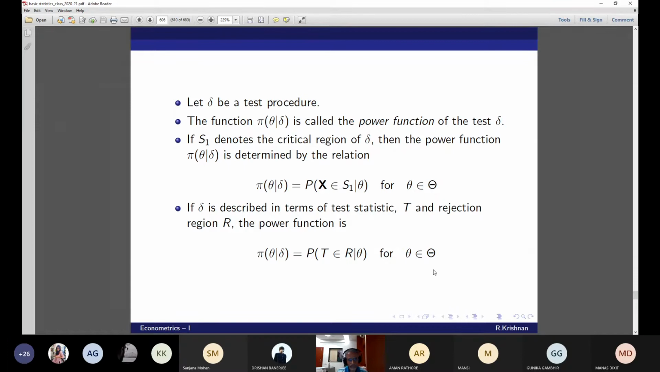Delta be a test procedure. The function by probability is called the power function of the test delta. If S1 denotes a critical region, the power function is determined by the relation. What does this relation tell you? What does this probability tell you?